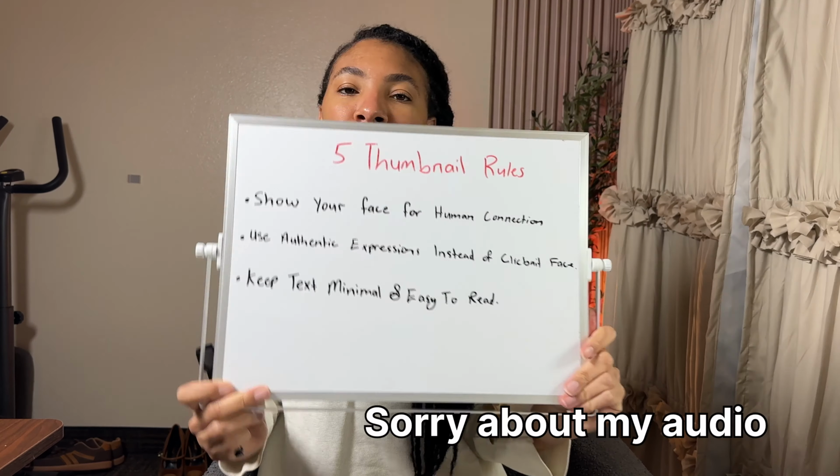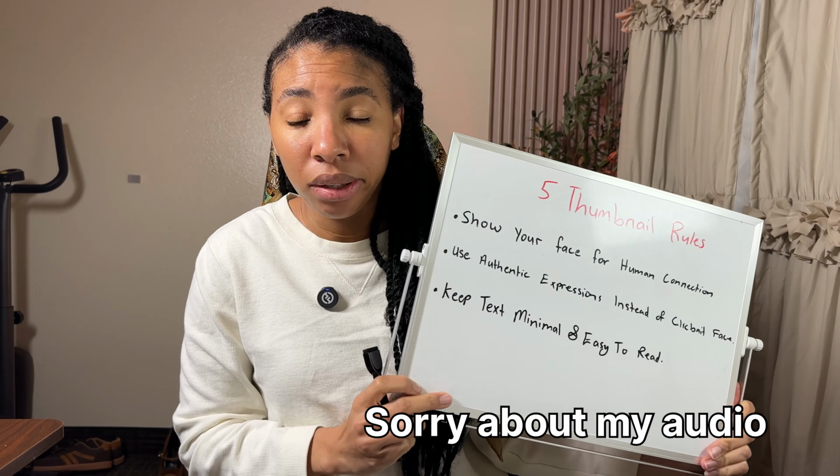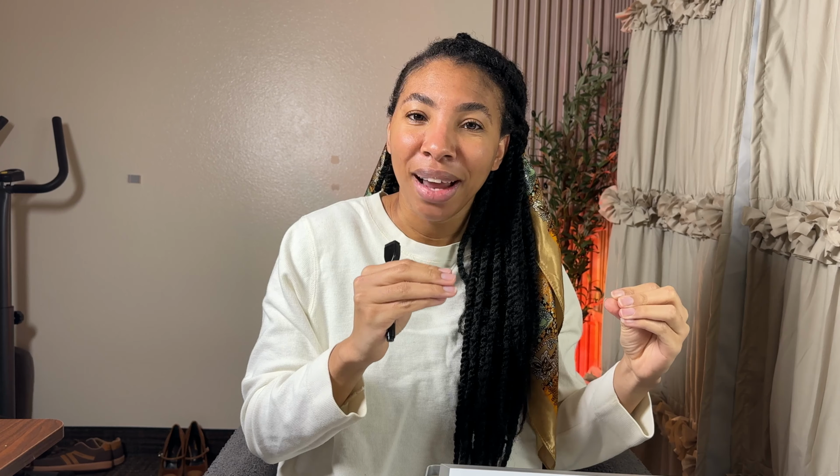Number 3, keep text minimal and easy to read. All these different objects all over, it takes away from the actual video. Your face should pick up a portion of the thumbnail and then the text should pick up a little bit of the thumbnail, all right? When it comes to text on your thumbnail, you want to use 4 words or less. You want to select bold but simple fonts that will be easy to read on your mobile phone.